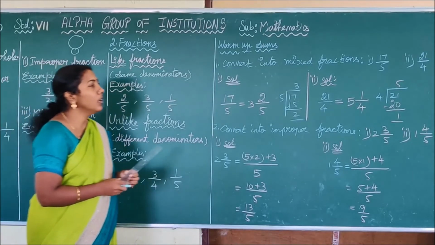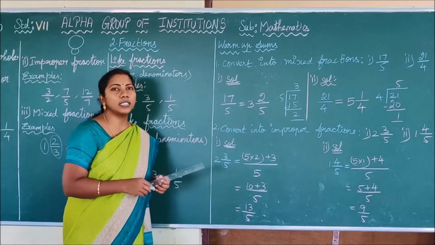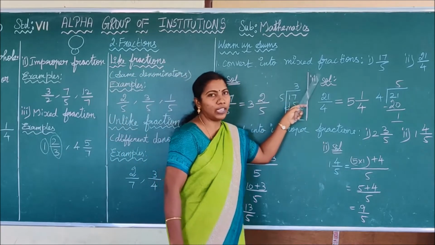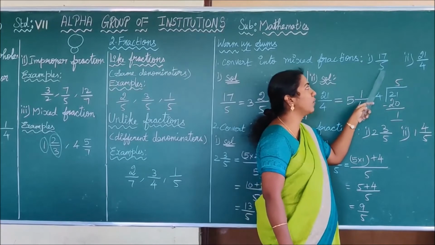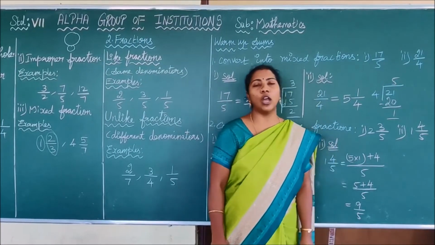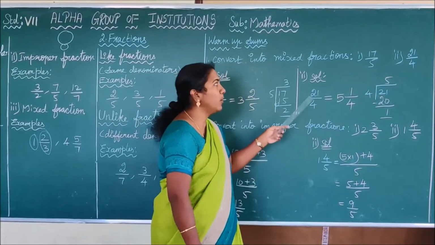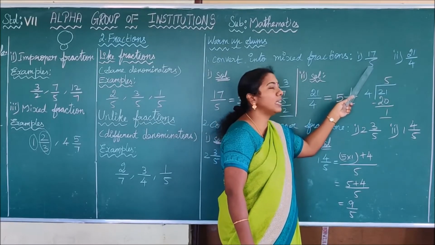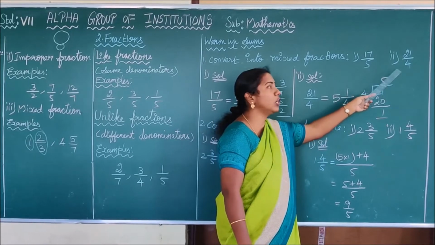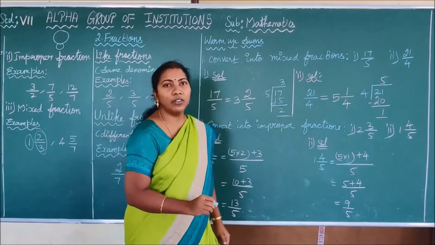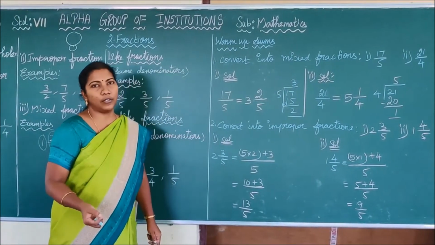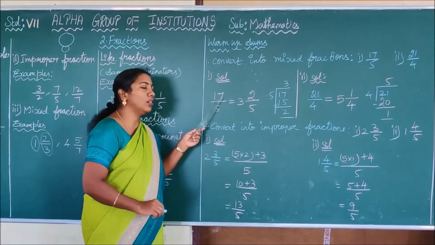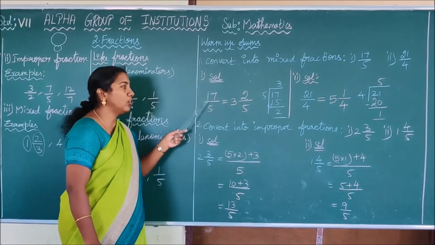Let us do some sums we have seen in 6th standard. See the first one, convert into mixed fraction. The first question, 17 by 5. Second one, 21 by 4. How can we convert this? What type of fraction is this, children? Yes, improper fraction, because numerator is bigger than the denominator. This is also improper fraction. We can only convert the improper fraction into mixed fraction and mixed fraction into improper fraction. Now we are going to convert this improper fraction to mixed fraction.